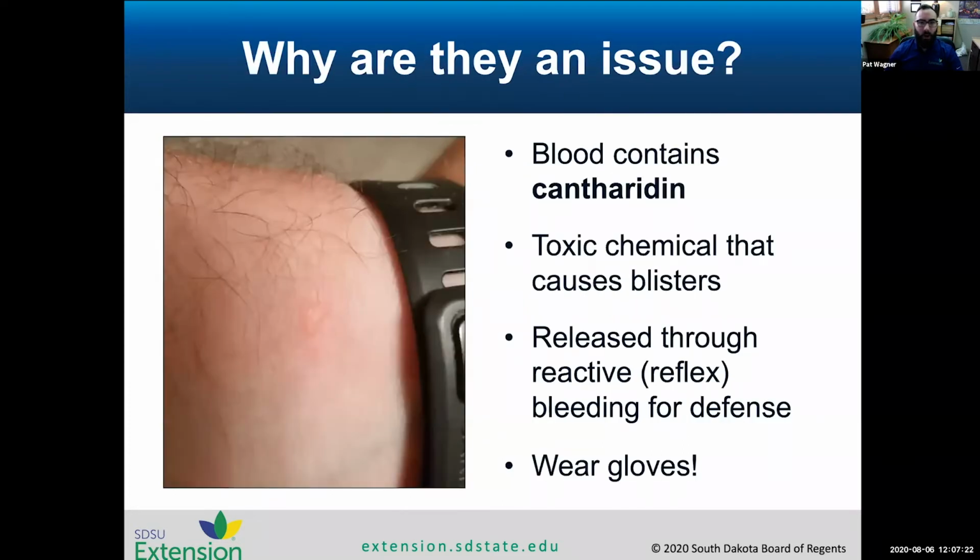Okay, so why are they an issue? Because I said, yeah, they feed on grasshopper eggs, so that's good, right? I mean, it is to a point, but there is a specific problem that we run into with these beetles. So they're actually toxic. For the adults there, their blood contains cantharidin, and that is a toxic chemical that can cause blistering on the skin when you come in contact with them.